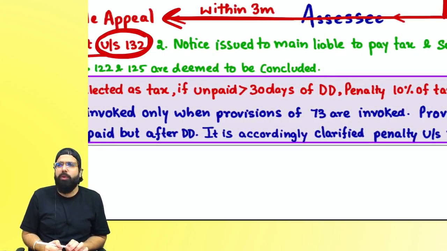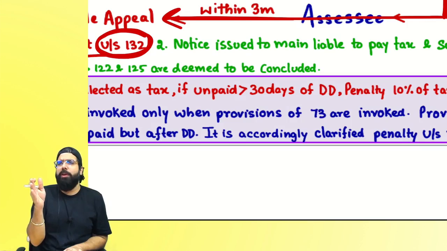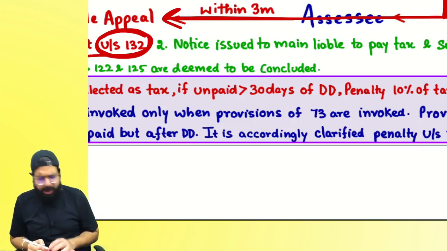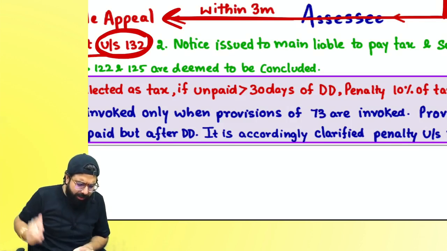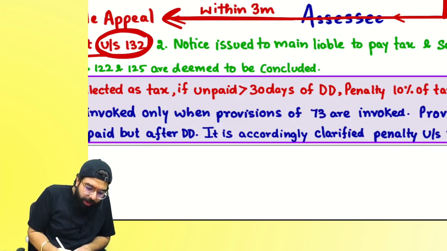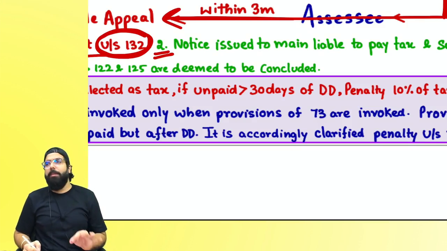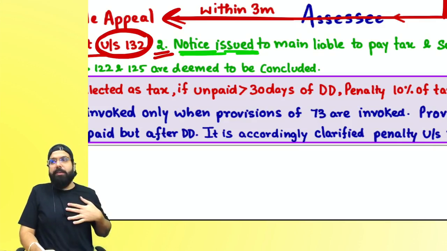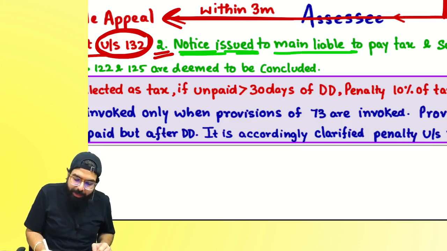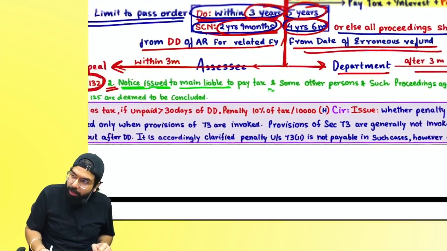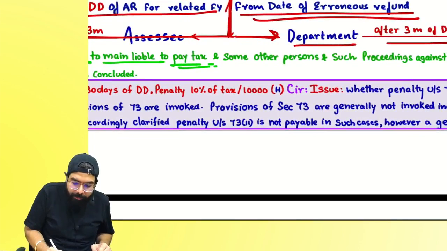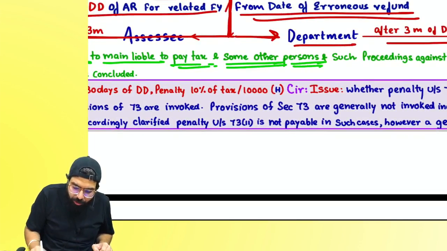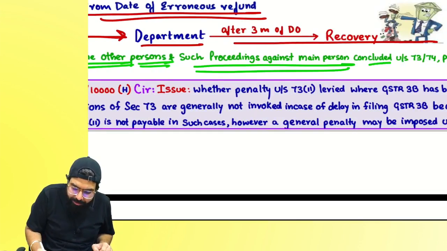Section number 132, I hope you guys remember, has amounts like more than 1 crore, more than 2 crore, more than 5 crore, etc. that you study under section number 132. Now here one more amendment is there. The amendment says, notice is issued to the main person. Supposedly notice was issued to me, show cause notice and demand order to pay the tax, and some other persons also, and such proceedings against the main person have been concluded.